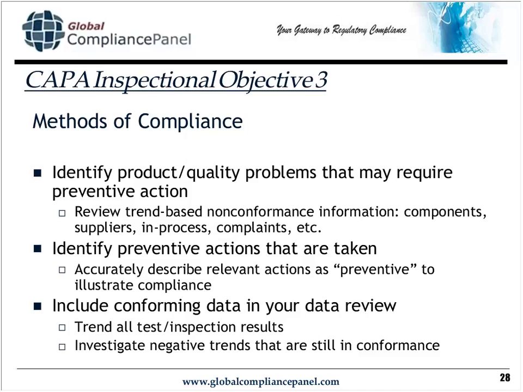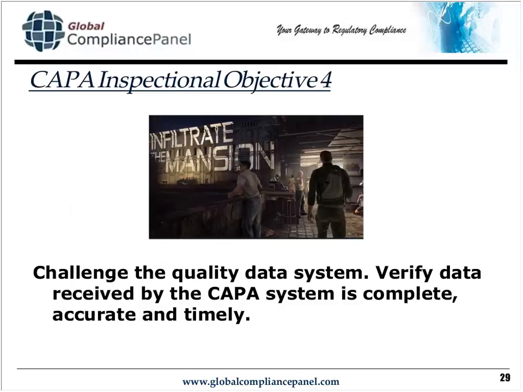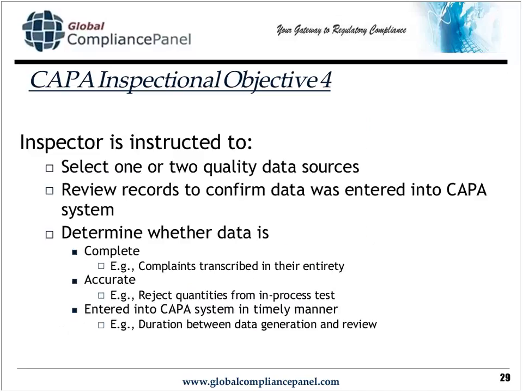And once you trend all test and inspection results, and you investigate negative trends that are still in conformance, you are implementing preventive action in a situation like this. The next objective is for the inspector to challenge your system and make sure that the data received is complete, is accurate, and is timely.